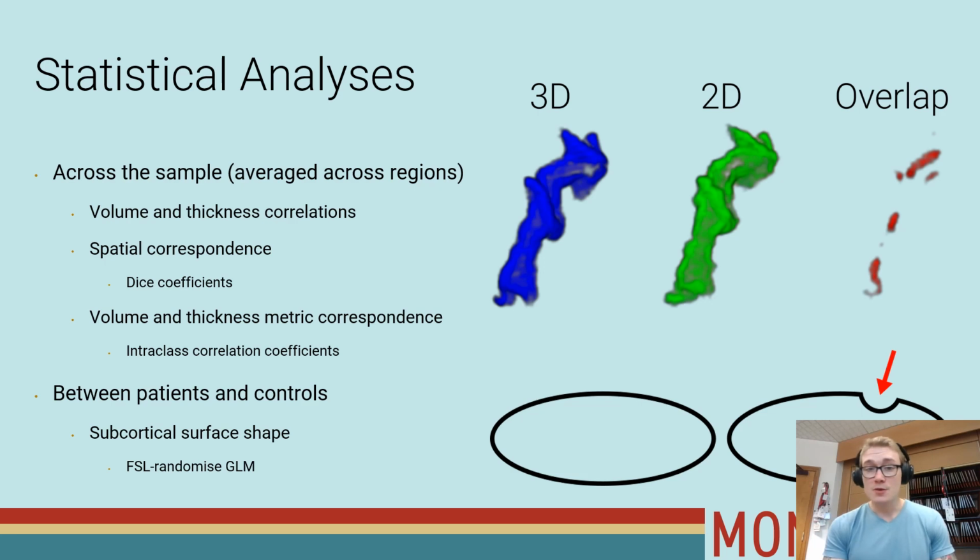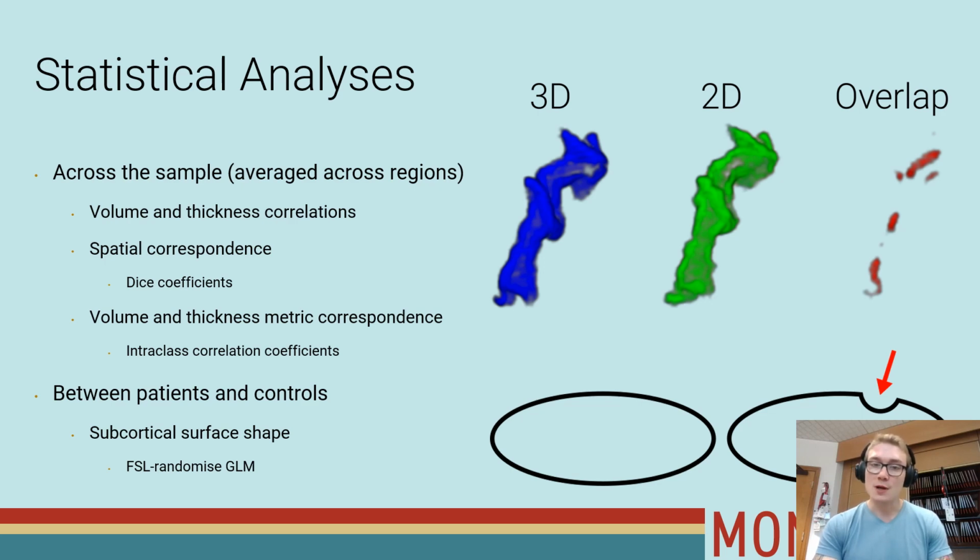I then computed the dice coefficient for each region from the 2D and synthesized images with its analog in the 3D dataset. If you're unfamiliar with the dice coefficient, it's effectively a measurement of spatial overlap. An example is shown on the right that highlights how two similar appearing structures can only be minimally overlapping.